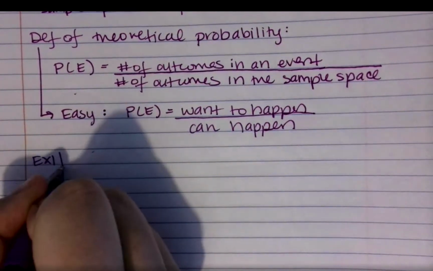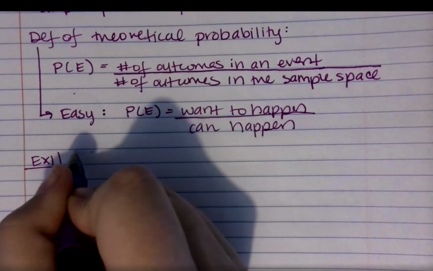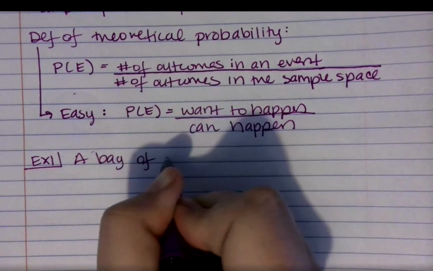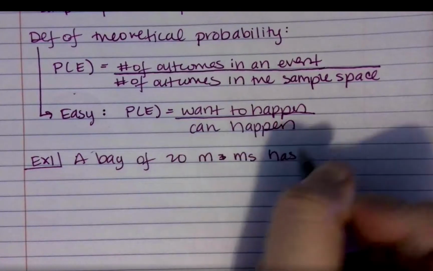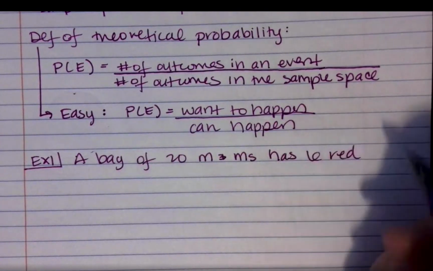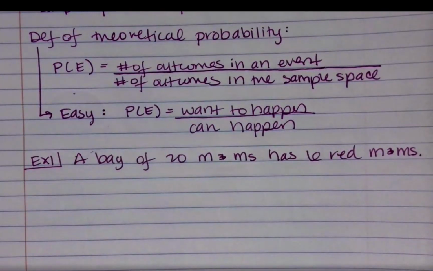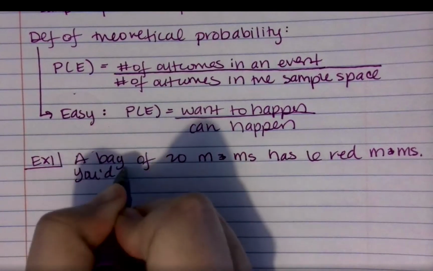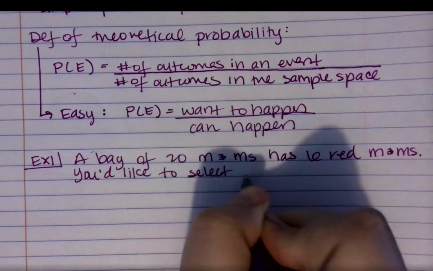So example 1. We are going to find the probability. Actually, we've got a bag of 20 M&Ms that has 6 red M&Ms. So just a bag. We've got 20 M&Ms in it, 6 of them are red. Let's pretend that's our favorite. And we would like to select one red M&M.